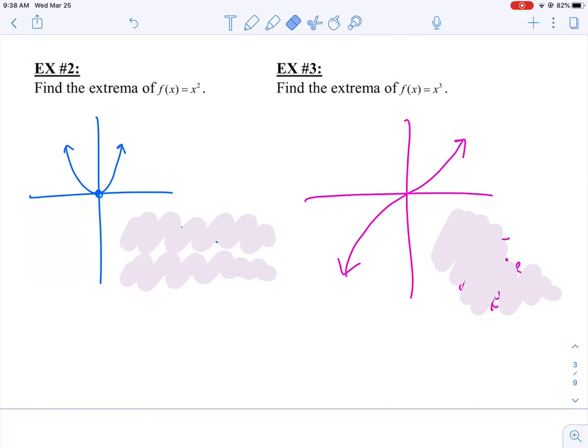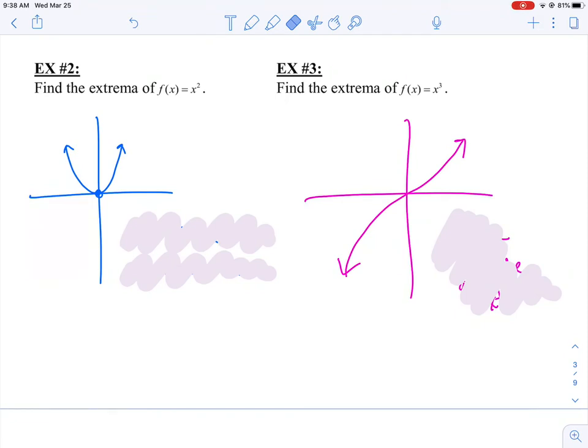All right, look at example number 2 and 3 with me. These two examples actually weren't supposed to give you a picture. I've actually drawn the picture for you, but if I didn't give you a picture, you should have an idea of what they look like. So if I gave you the function x squared, hopefully we all know that it looks like a parabola. So I kind of drew a picture to visualize what was happening.